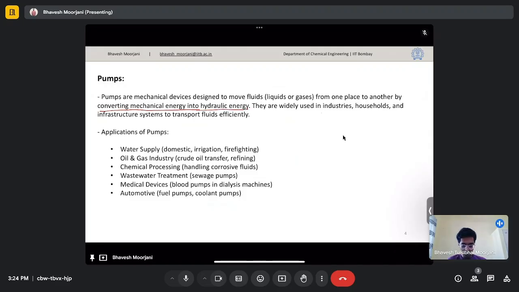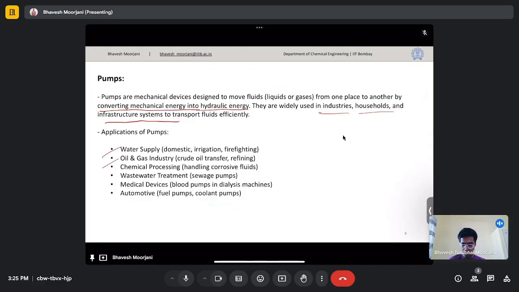And they are widely used in industry, households, and infrastructure systems to transport fluid efficiently. So in our house also we generally have water pumps which we use to fill up our overhead tanks, right? You might have seen them in your apartment also. There are water pumps which are submerged inside your bottom tank, ground tank, or sometimes they are non-submerged kind of pumps also.